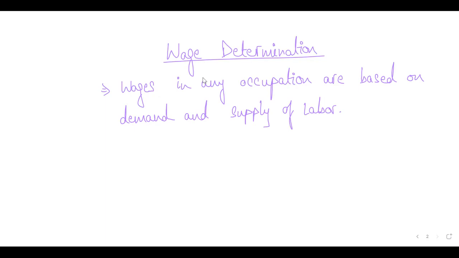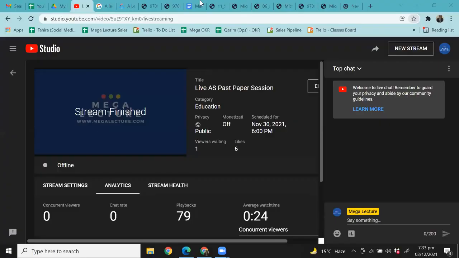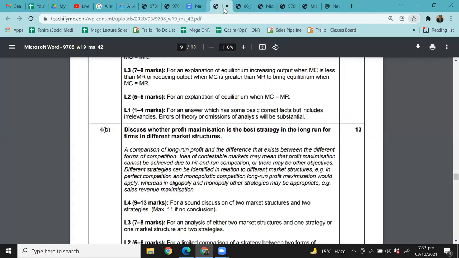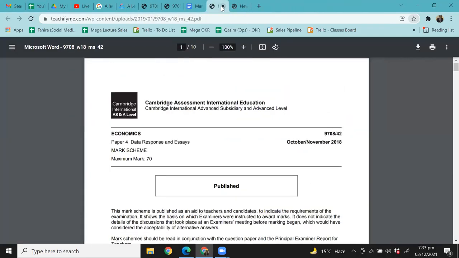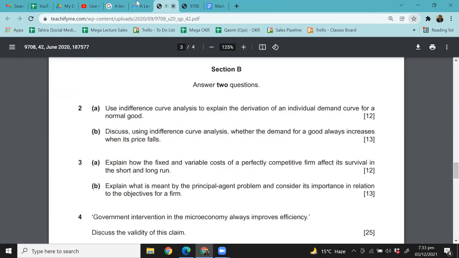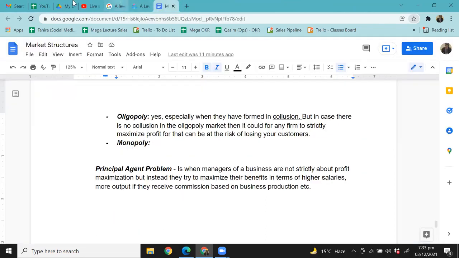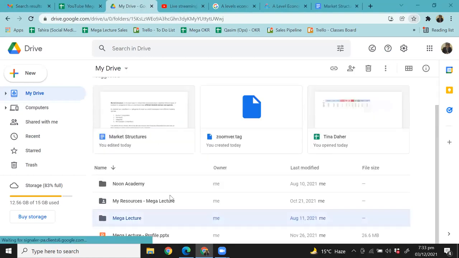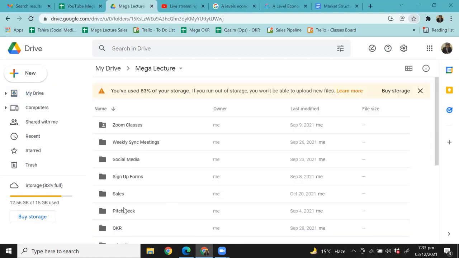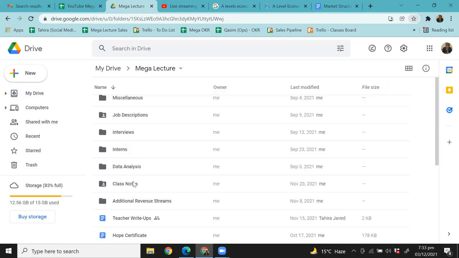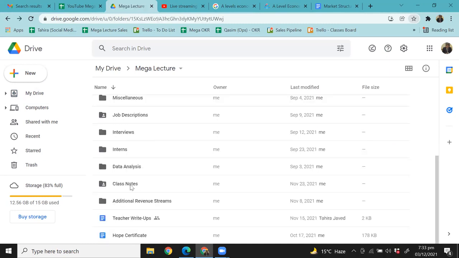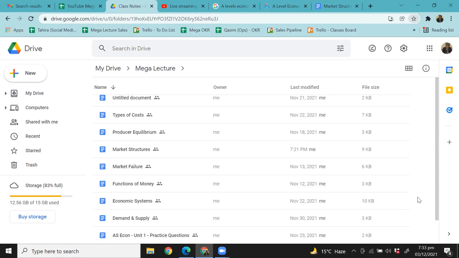Okay, now let's make a new topic. Where are the class notes? Let me close all these extra tabs. Okay, now the live, there we go. We close this one, and then we have class notes, and we have labor market.